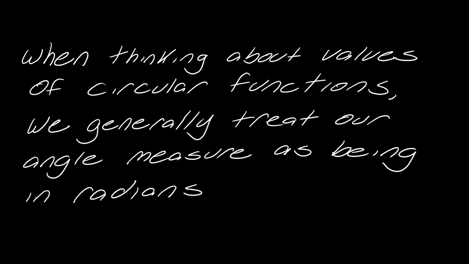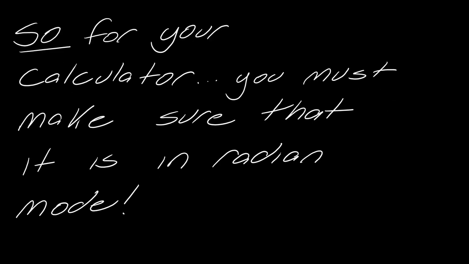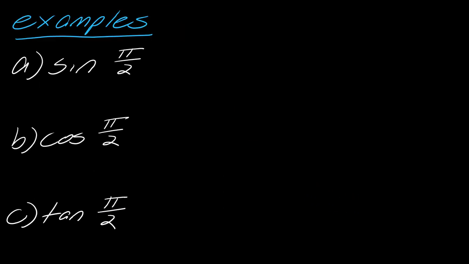Now, when thinking about values of circular functions, we generally treat our angle measures as being in radians. So unless you are directly told that you're using degrees, you're probably using radians. And so for your calculator, you must make sure that it is in radian mode. A lot of times your calculator will be in degrees, and so you need to switch it to radians, particularly for what we're going to talk about in this video.